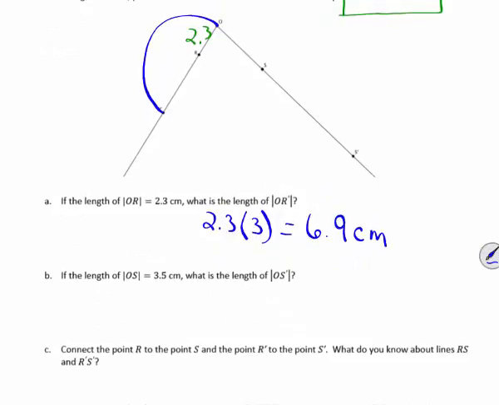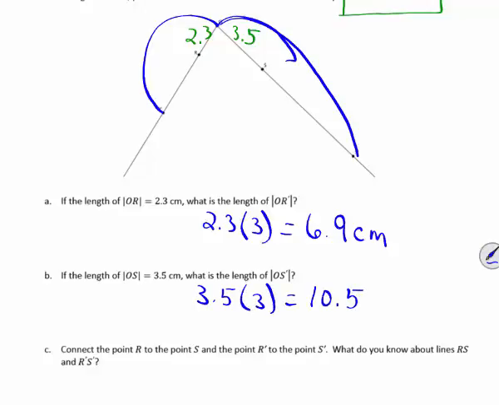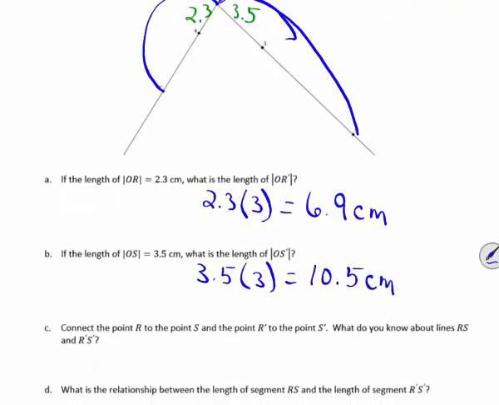Okay, if the length of OS is 3.5, then they're asking us to find the length of OS prime. Oops, sorry. So same idea. We're going to take the length of OS and multiply by that scale factor. Check my math, hopefully I did that correctly. 10.5 centimeters. Okay, so far so good. Now connect the point R to the point S, and the point R prime to S prime.